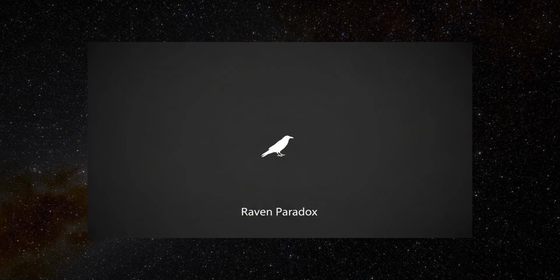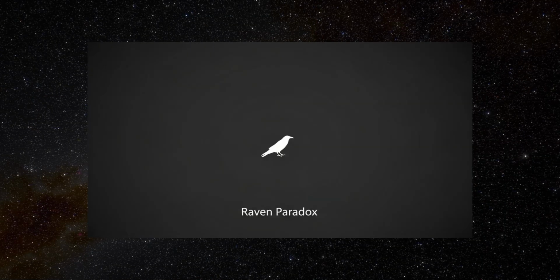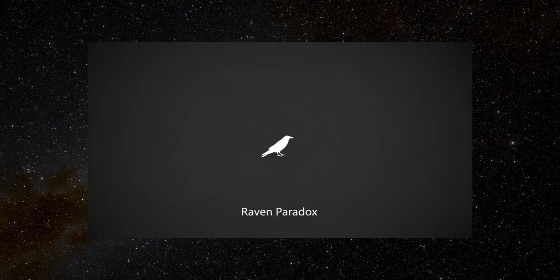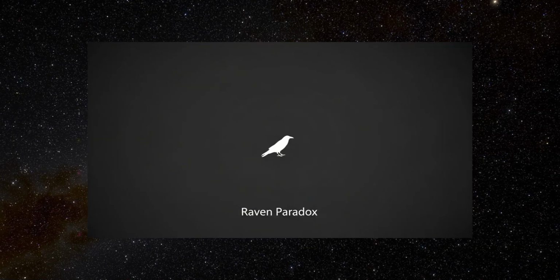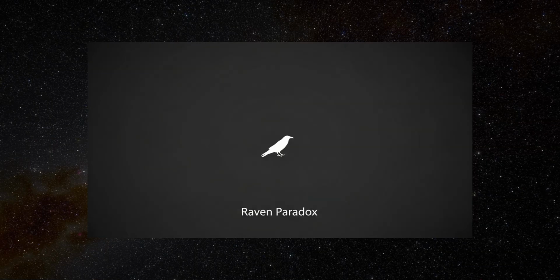It was first proposed by the German logician Carl Gustav Hempel in the 1940s, and it reveals how intuitive ideas about confirming hypotheses can sometimes conflict with formal logic. At the heart of the paradox lies a seemingly simple hypothesis: all ravens are black.